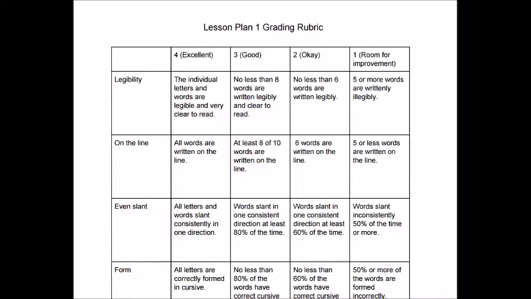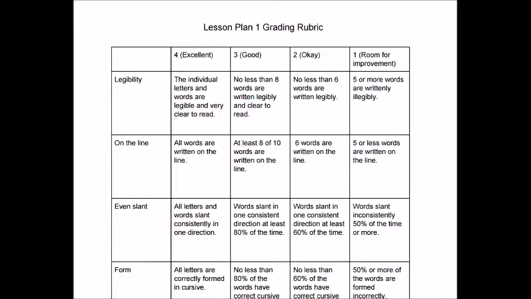Now for the legibility portion, excellent legibility would constitute that the individual letters and words are legible and very clear to read. A 3 would be that no less than 8 words are written legibly, and gradually it decreases in quality to number 1, where at least 5 or more words are written illegibly, so you can't read them at all.